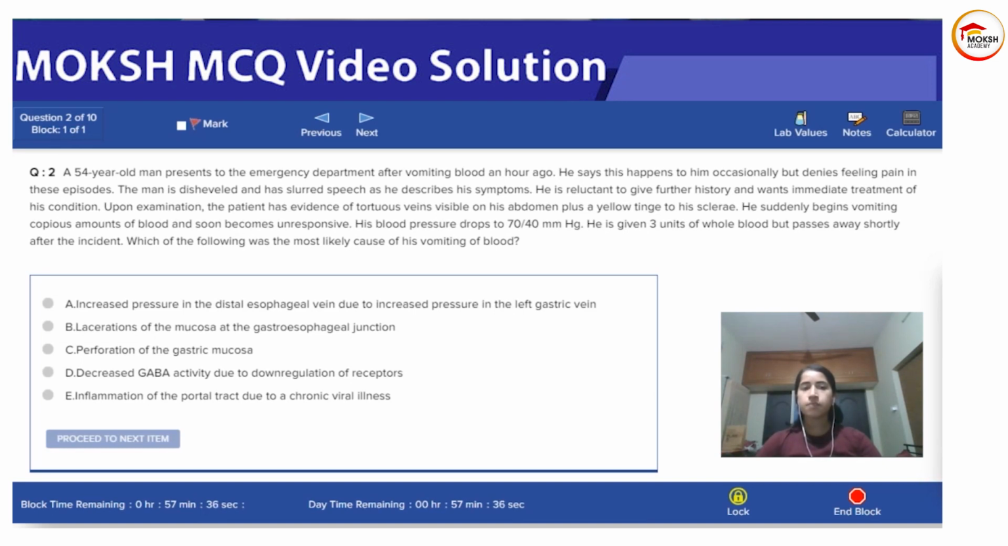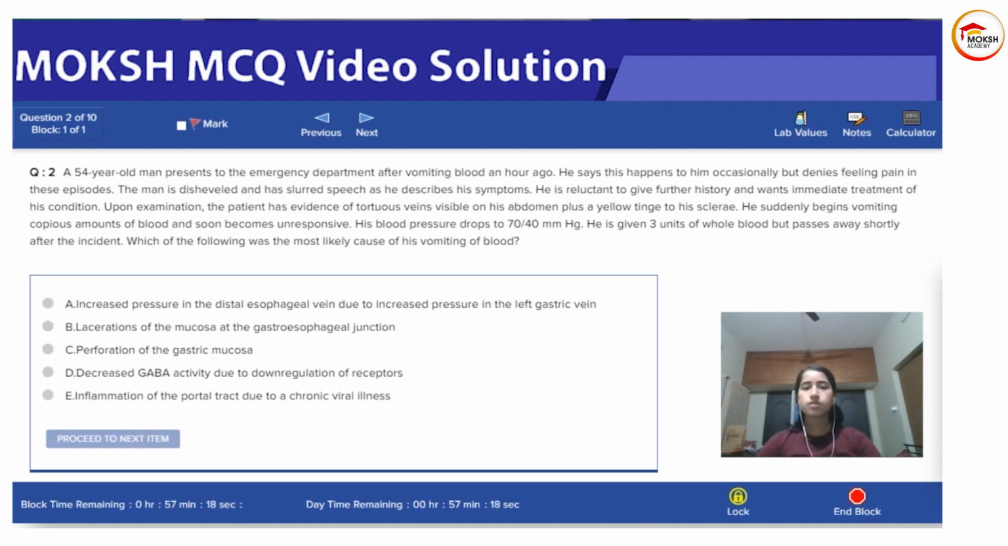Upon examination, the patient has evidence of tortuous veins visible on his abdomen, plus a yellow tinge to his sclera. He suddenly begins vomiting copious amounts of blood and soon becomes unresponsive. His blood pressure drops to 70/40 millimeter mercury. He is given 3 units of whole blood but passes away shortly after the incident.